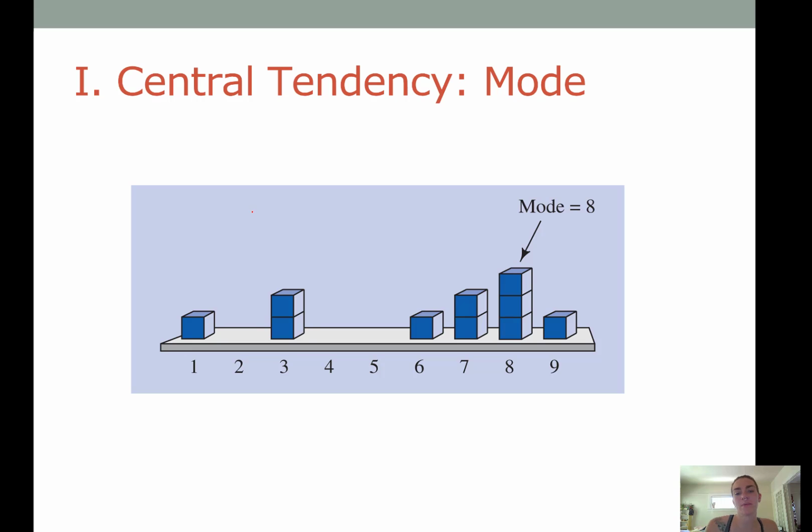So here in this example, you can see that the most frequently occurring score, or the highest bar in the histogram, is over the score 8. So the mode for this example data here is 8. 8 is the most frequently occurring score in the distribution.